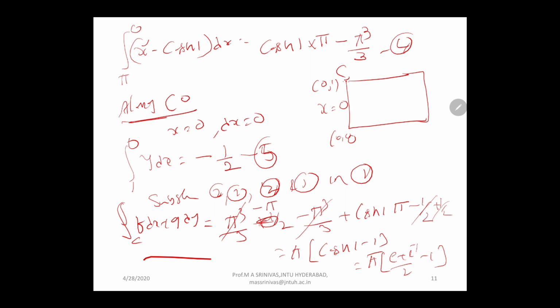Now, the theorem we learned, Green's theorem: from these two examples, you can understand that Green's theorem is verified and it is correct. The actual mathematical proof is not there in the syllabus. That is why I have not given that.